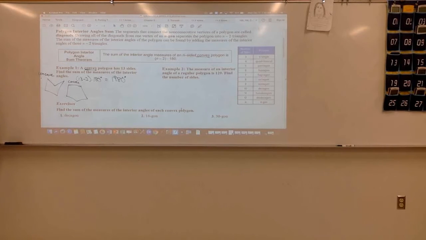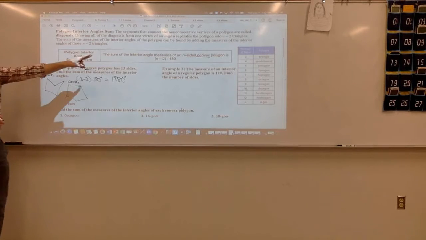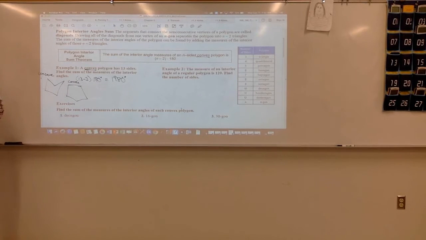Is there a formula for that? No. I mean, you just have to know that this formula only works for convex.